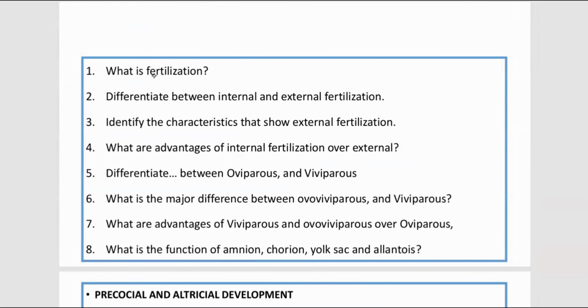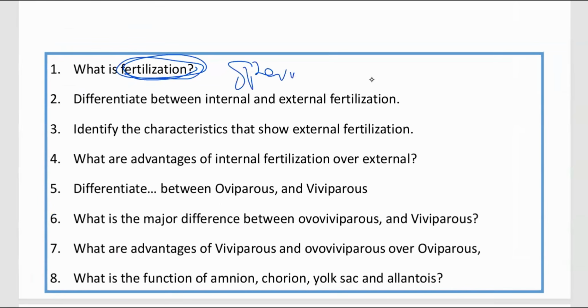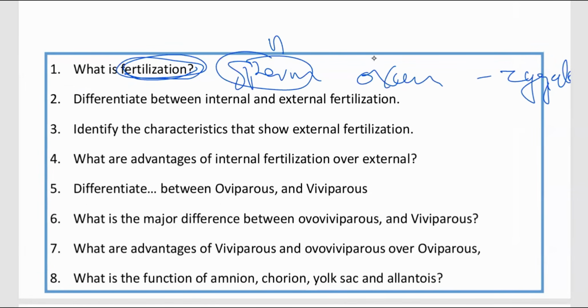Fertilization. Here is just a concept which you need to know: fertilization is when the sperm fuses with the ovum to form a zygote. It's a simple term, but it's better to say it's when the haploid nucleus of the sperm fuses with the haploid nucleus of the ovum to form a diploid zygote. That's basically fertilization. Or it's when the sperm fuses with the ovum to form a diploid zygote. That is also acceptable. So at least you must know that.